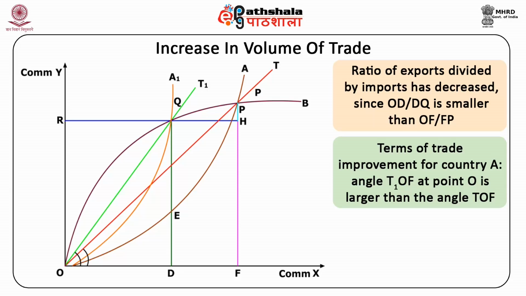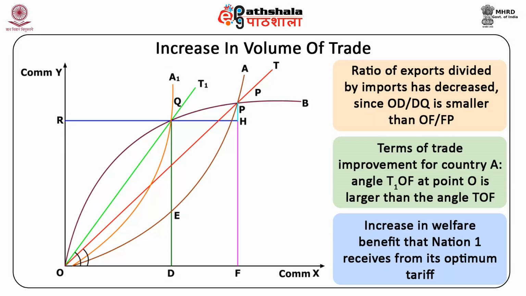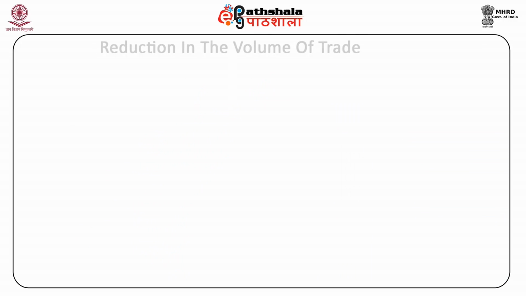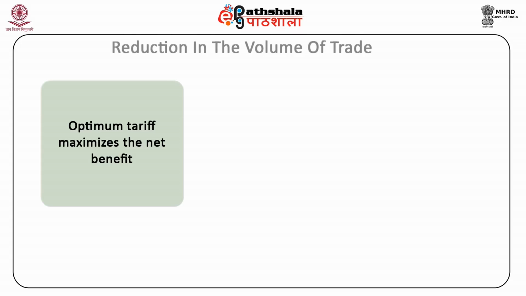This is only possible when we assume that Nation 2 does not retaliate. Hence, the increase in welfare benefit that Nation 1 receives from its optimum tariff, however, comes at the expense of Nation 2, which loses both because of the reduction in the volume of international trade and the deterioration in its terms of trade.